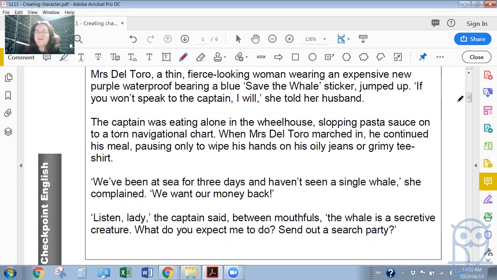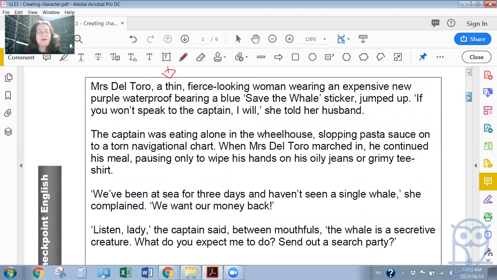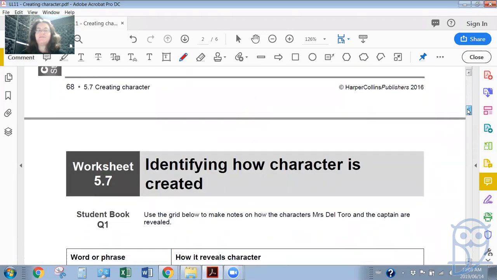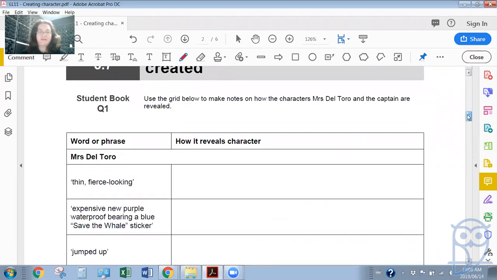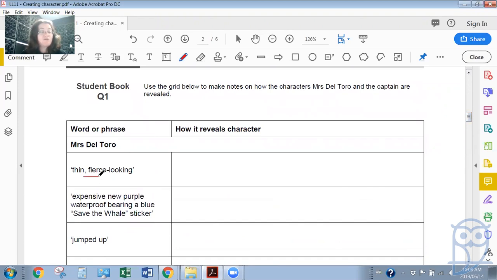Okay. So we can already tell things about the characters based on the way they are described, based on their appearance, just based on their mannerisms, the way they do things, based on what they say, right? So this next part is taken from the teacher's resources. It's a worksheet which has an example of the word or the phrase taken from this extract, and then it wants you to look at how this particular quote, these particular words, reveals character. How they reveal character, okay?